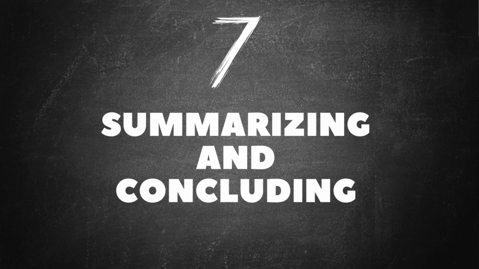Seventh step is summarizing and concluding. Well, after letting the attendees participate in the meeting, giving their opinion, expressing their feelings, it's really important to summarize and to conclude the meeting, so just to show them that you have the same thoughts, the same opinions, and that everything is okay. So it's important to summarize what you've just said in the meeting.